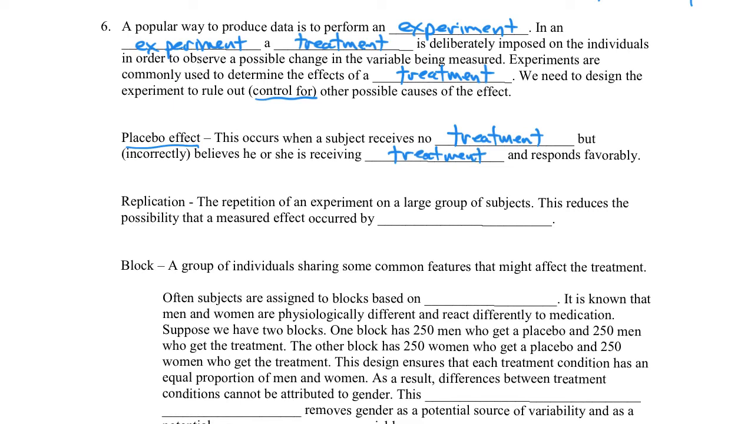And also, replication is important. The repetition of an experiment on a large group of subjects. This reduces the possibility that a measured effect occurred by chance alone. This is actually becoming a bit of a problem in research because it's been getting harder and harder to find funding for replication studies. But it's really important because that is what gives us confidence in science.